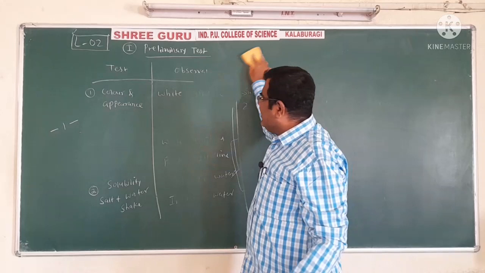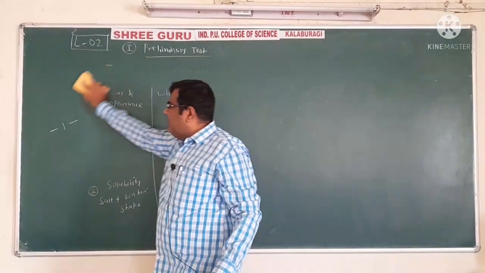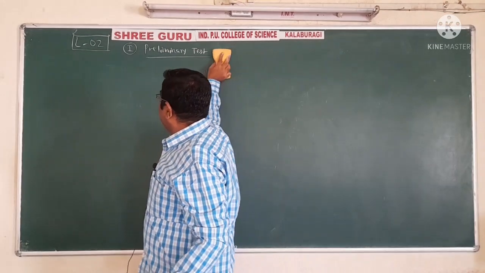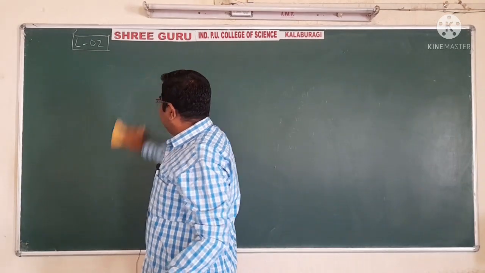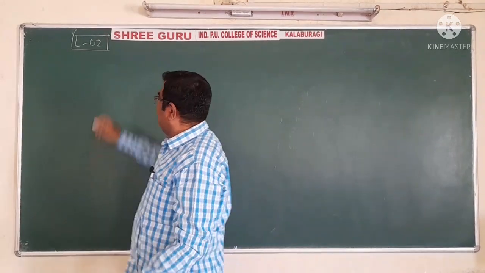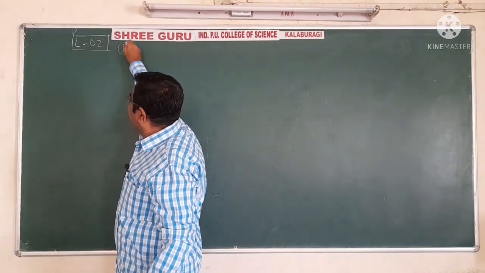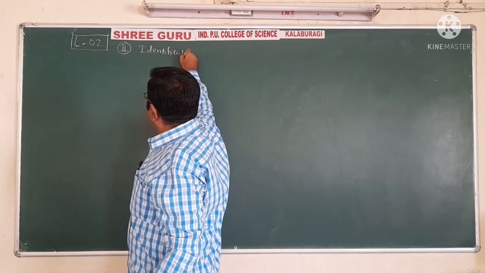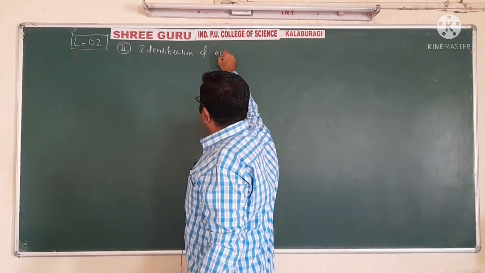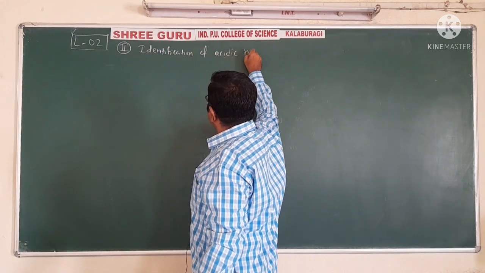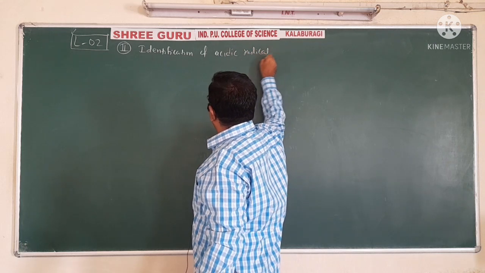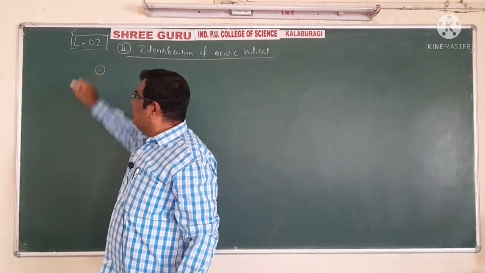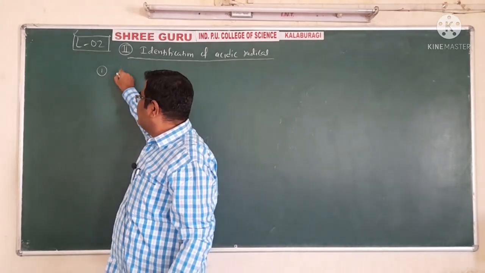So the next, part 2, will be the identification of acidic radicals. I will write here, the second part will be identification of acidic radical. We are first finding out which acidic radical is present in it. Only 2 reagents we have to use here.